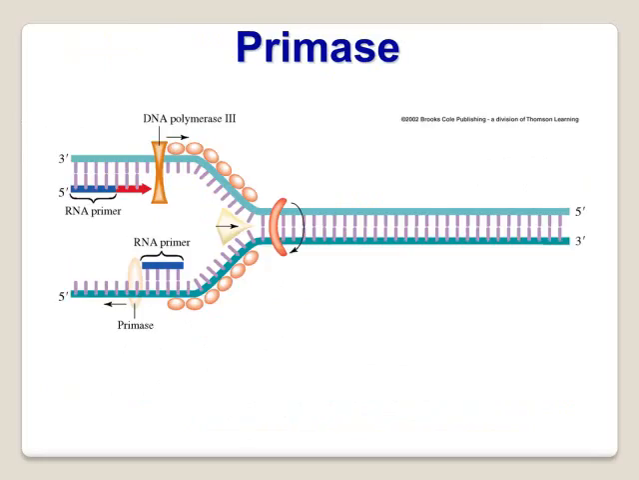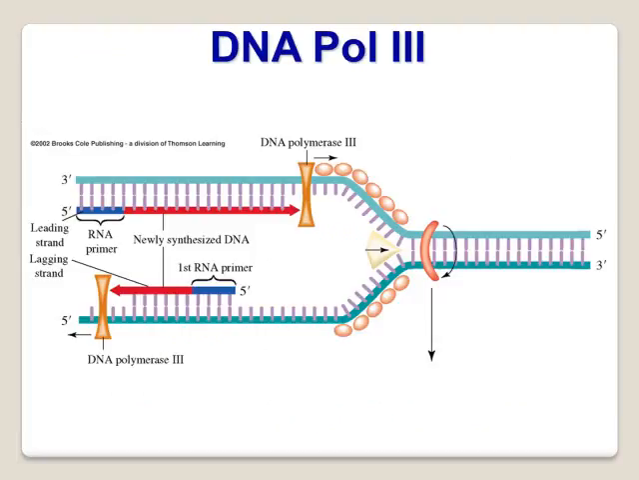Then the primase comes in and lays down a primer. It lays down multiple primers for the lagging strand and one primer for the leading strand. DNA polymerase III comes in, using the free OH on that RNA primer, and begins to synthesize stretches of DNA in the 5' to 3' direction. As we say, DNA polymerase III synthesizes one time all the way through for the leading strand, and different stretches for the lagging strand.